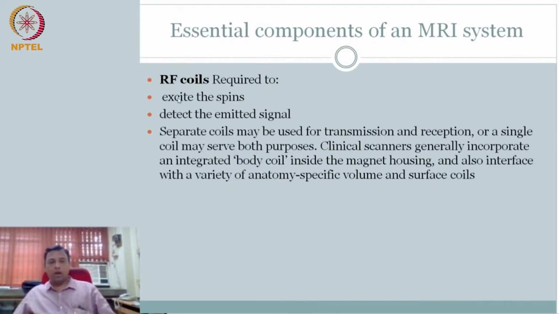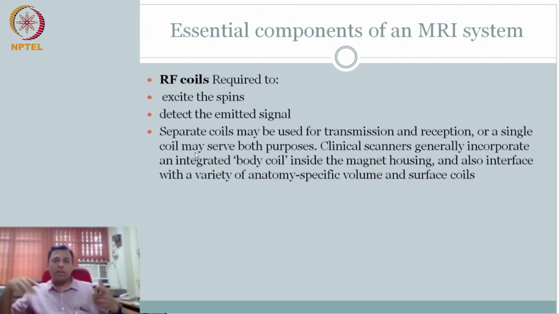Of course, then the component that we'll cover is the RF coil. You need the RF coil to both excite and then detect the transverse component, right? So there are several ways to do it. You could do it separately. You can have a transmit coil separate, a receive coil separate. But typically, it's a hybrid.